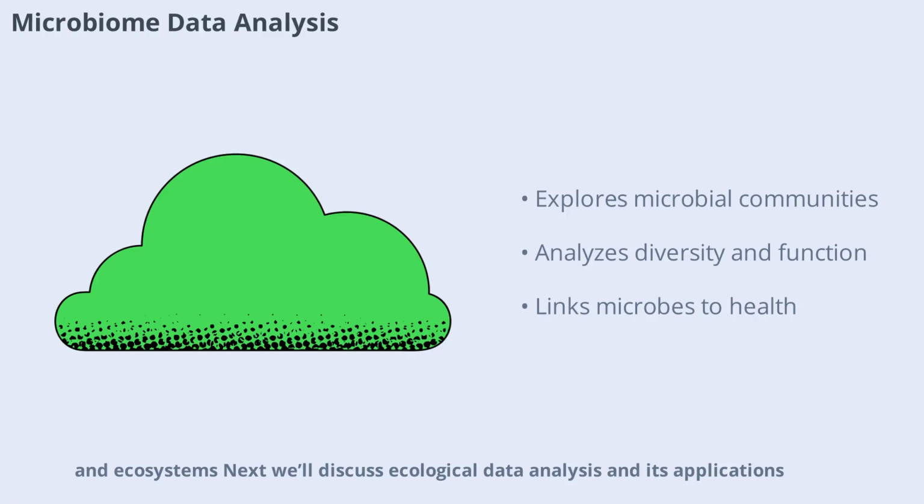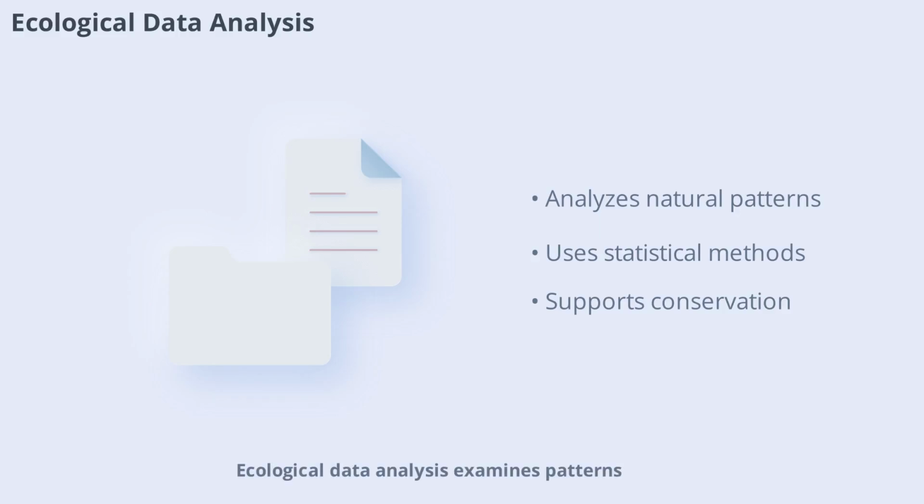Next, we'll discuss ecological data analysis and its application. Ecological data analysis examines patterns and processes in natural environments. Researchers analyze species distributions, population dynamics, and community interactions using statistical and computational methods. Techniques like ordination, diversity indices, and spatial modeling are commonly applied. Ecological analysis informs conservation efforts and helps predict responses to environmental change.